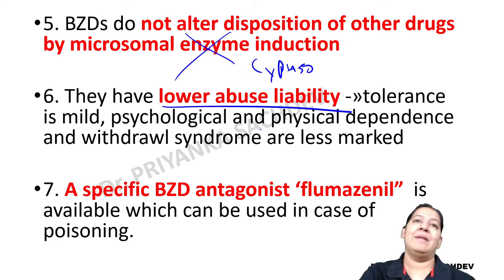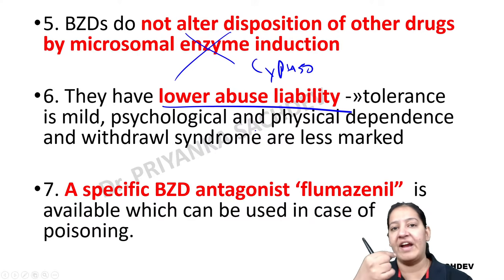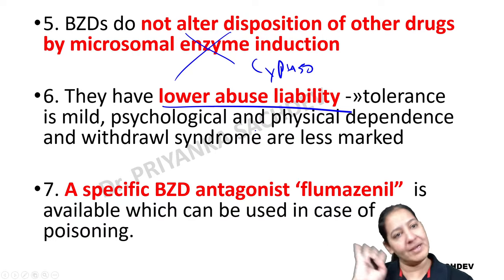Low abuse ability, right? After taking barbiturate, the person has abuse. He has dependency. He has to take it daily for the pleasurable effect, not for the sleep. But benzodiazepine is having low abuse. It is not having none, but it is lower, right?